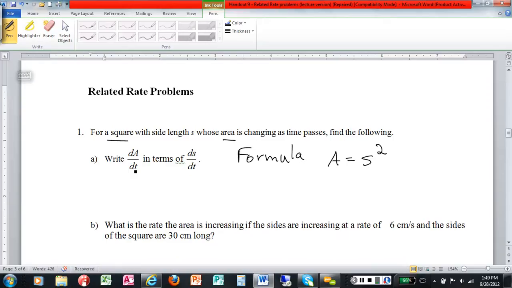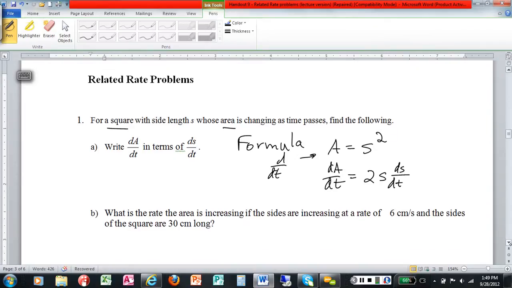Okay, so I want to find dA dt. This is just what we were doing with the x's and the y's. What's dA dt? Well, d dt of both sides. A is nice because it's just A, so the derivative is 1, but I'm doing the derivative with respect to t, so it'd be dA dt here. And then what about the right side? What's the d dt of s squared? It'd be 2s times ds dt.